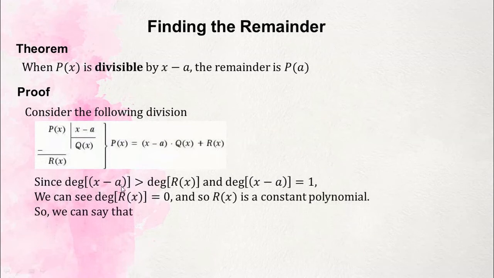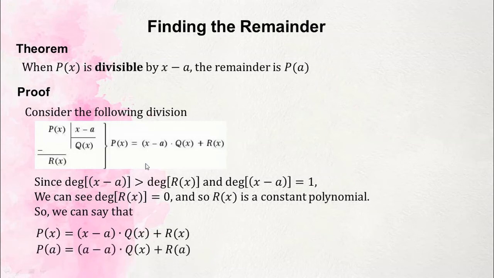Since the degree of x minus a is more than the degree of r(x), and the degree of x minus a equals 1, we can see the degree of r(x) equals 0, and so r(x) is a constant polynomial. So we can say that p(x) equals (x minus a) times q(x) plus r(x). You need to change x to be a, and then you will get the result p(a) equals r(a). Okay, everyone, so now let's jump to the example.